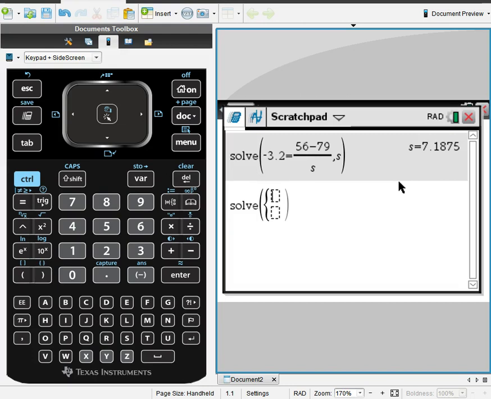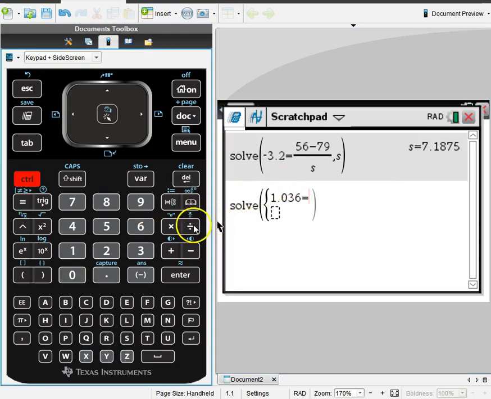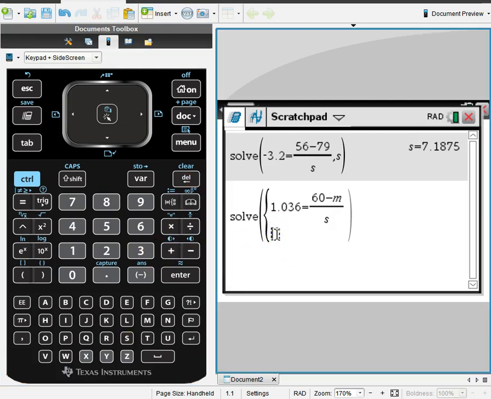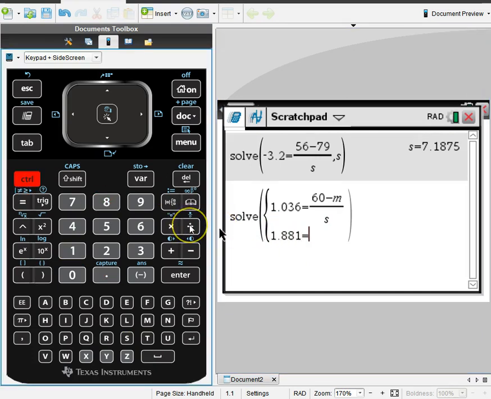So in this particular problem, it was 1.036 equals, and let's open up our fraction template, and it was 60 minus the mean, which I'll call M, divided by the standard deviation, which I'll call S. I don't know why it keeps typing a D. There we go. And then 1.881 equals, and this was 75 minus M divided by S.